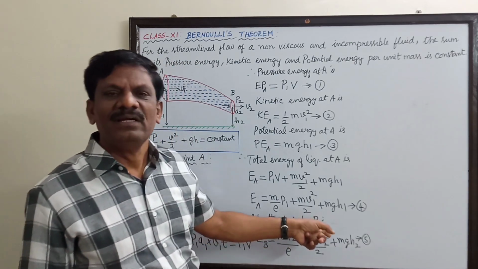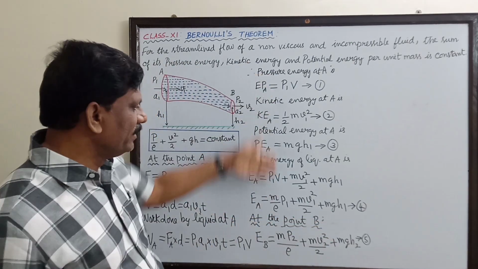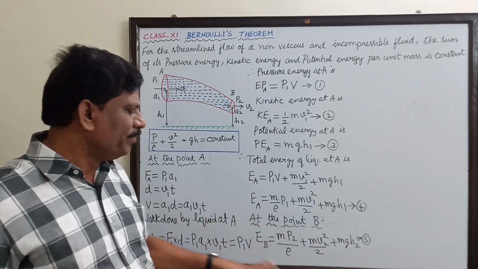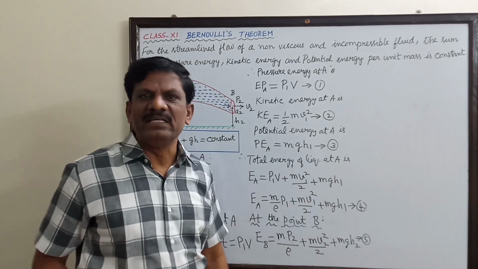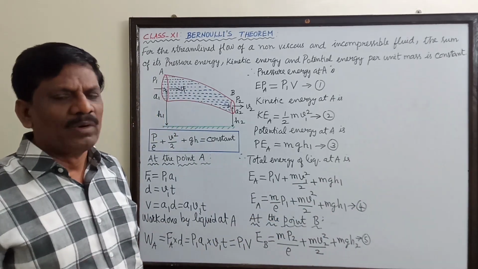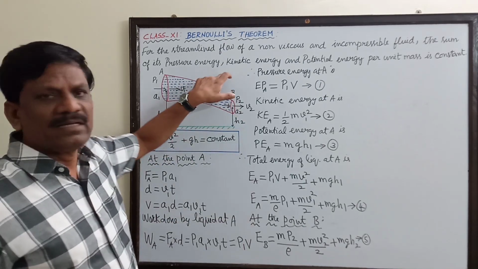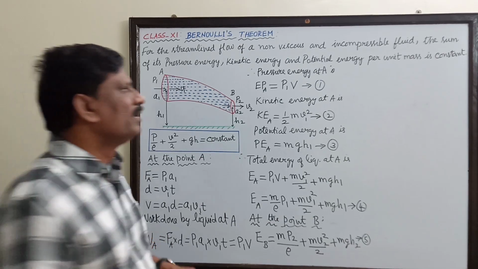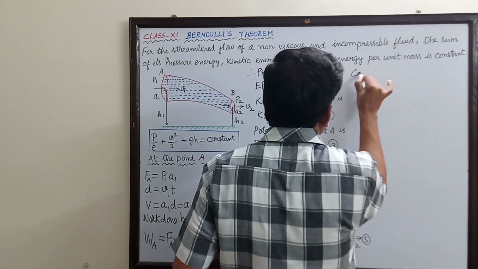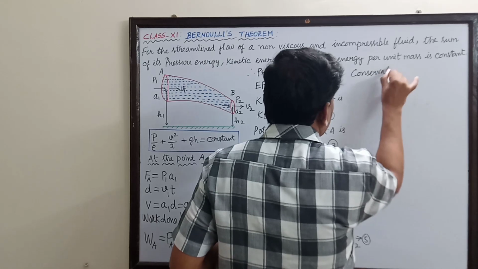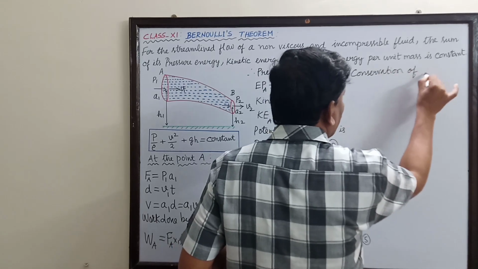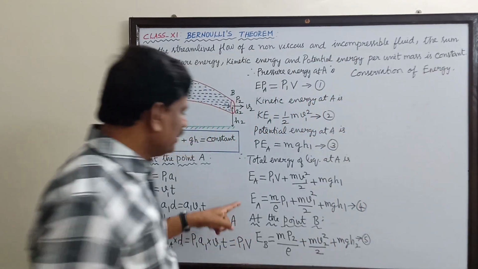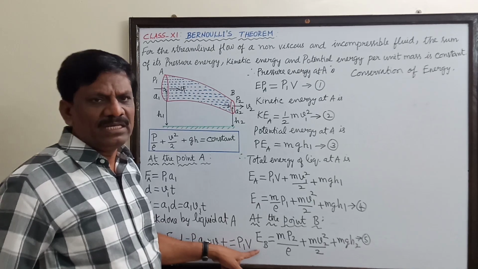Have you understood this? If at all you want to write all these steps, you can write them for B also, but that is not necessary. So similarly at the point B, EB is equal to the sum of the 3 terms for the total mass of the liquid. Now, this theorem is based on what principle? It is the law of conservation of energy. So from conservation of energy, that is the principle of working of this theorem. From the conservation of energy, this energy EA must be equal to the energy EB.